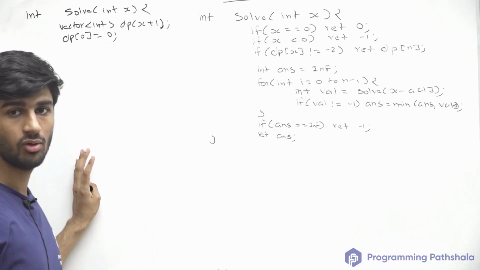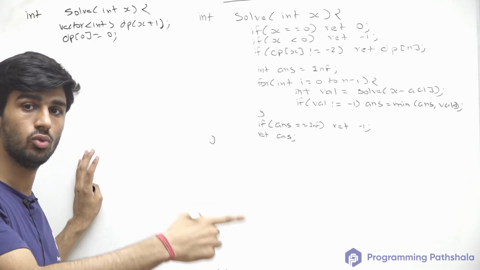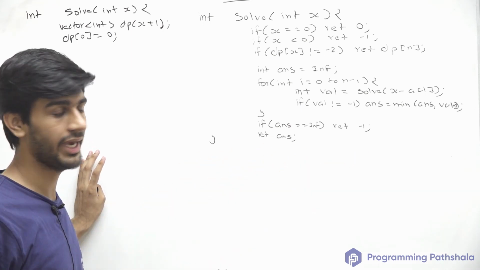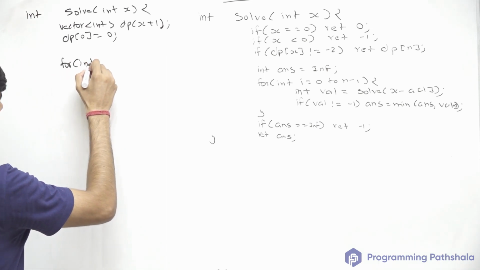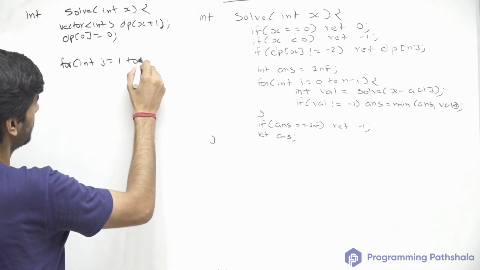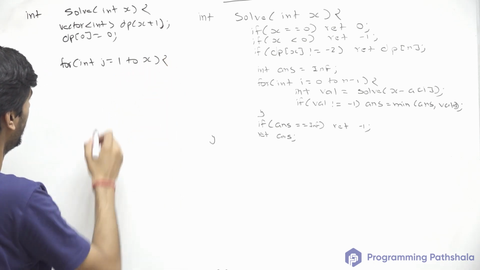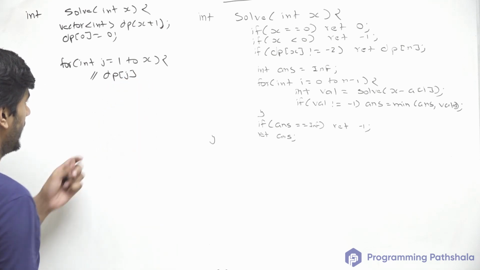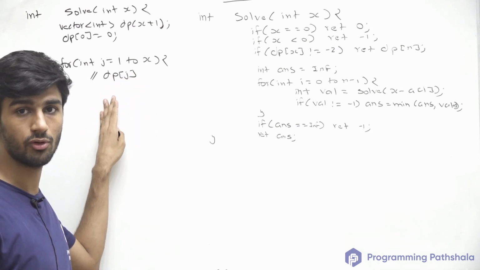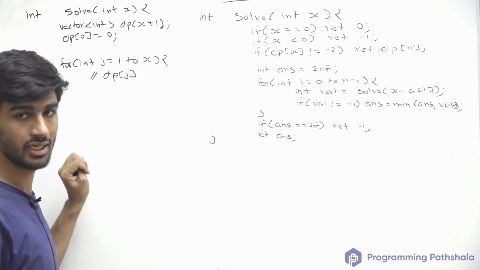Now we need to find out the answer for dp of 1, 2, 3, 4 and so on till x, right? So for that, we can have a for loop starting from 1 to x. Now what we want to do is find the value of dp of j, and this is nothing but the minimum number of coins that are required to get a sum of j, right?